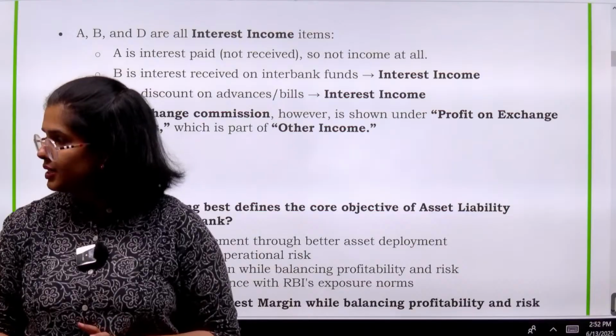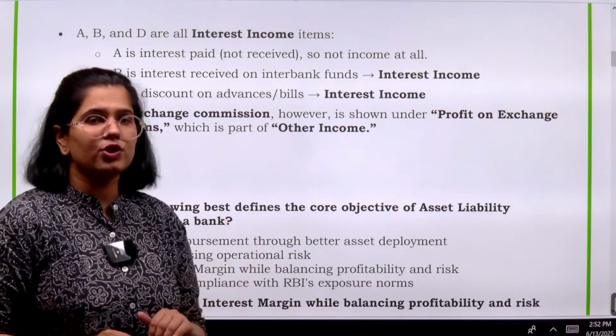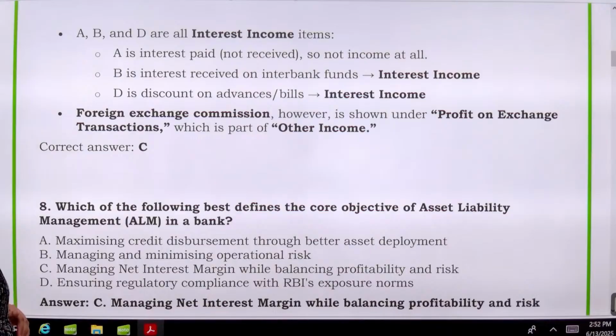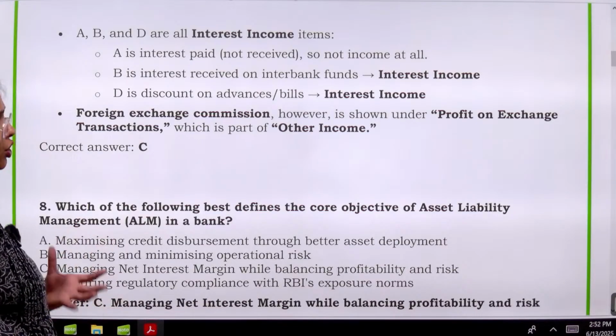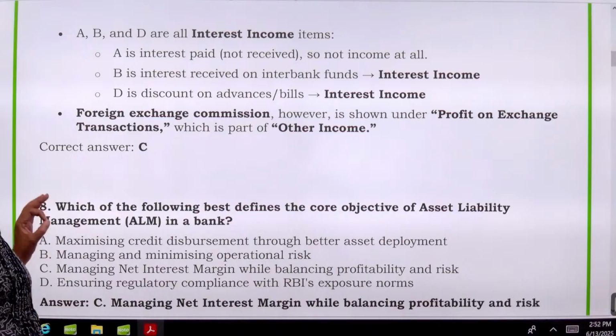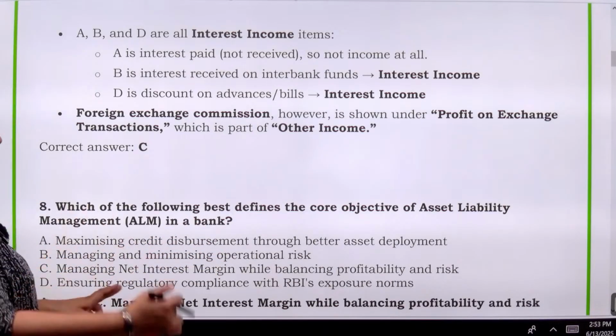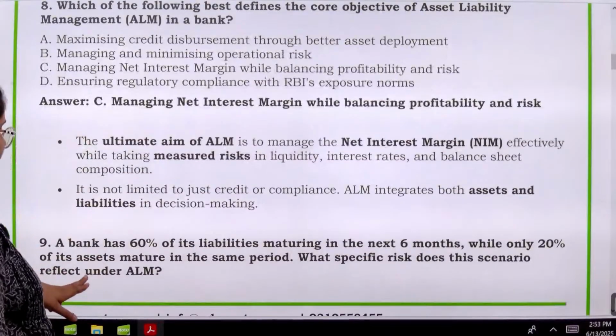जो अपनी liabilities में pay करते हैं वो कम होना चाहिए, जबकि आपकी assets पे जो आप earn करते हैं वो ज़्यादा होना चाहिए. So over here the correct definition or a core objective of asset liability management would be managing the interest margin while balancing the profitability and risk, right? That is our major objective under asset liability management.